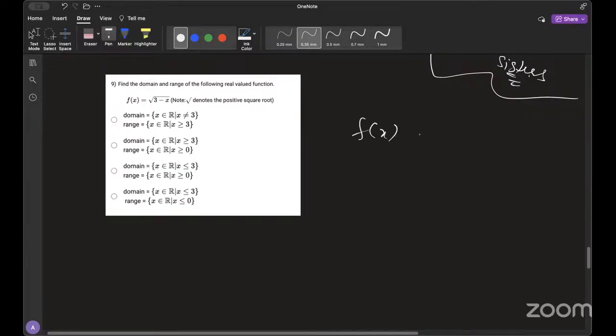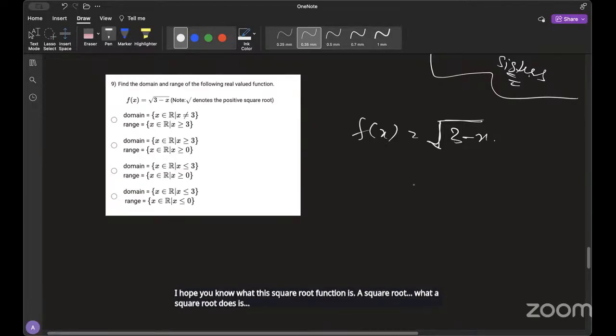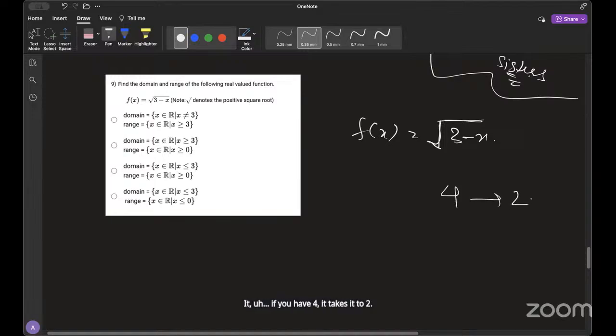The function is square root of 3 minus x. And I hope you know what this square root function is. What a square root does is, if you have 4, it takes it to 2. Note that it takes it to 2 only, it doesn't take it to minus 2. The square root of 4 is just 2, it's not minus 2.